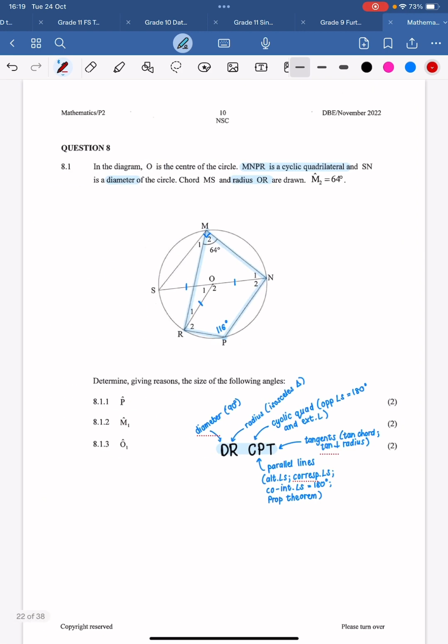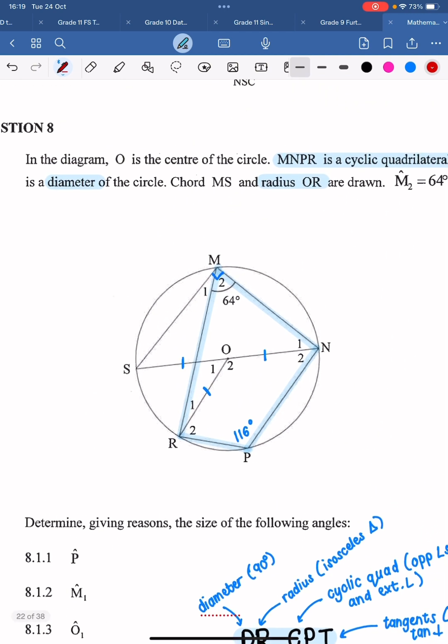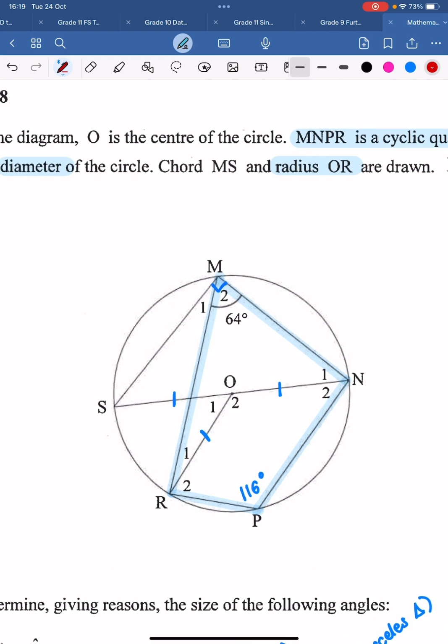I really appreciate it. All right, 8.1.2. M1 is the next thing that we need to find. Now, guys, something that I've already filled in here is coming in handy. If I'm looking at angle M, we know that M2 is 64, that was given, and angle M1 plus M2 altogether should be 90 degrees because that angle is subtended by this diameter. The reason for that is angle in semicircle. So M1 is going to be 90 minus 64, and that is going to be the answer.